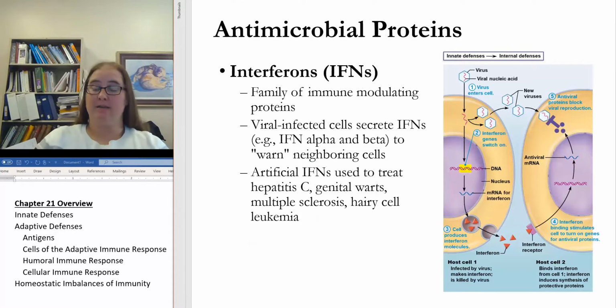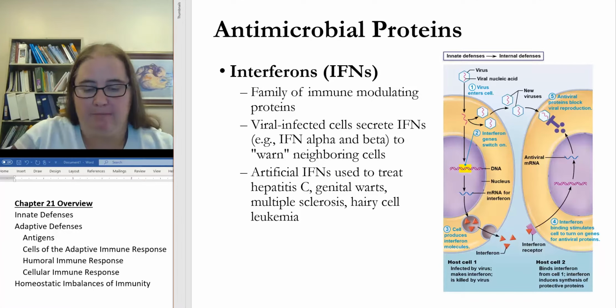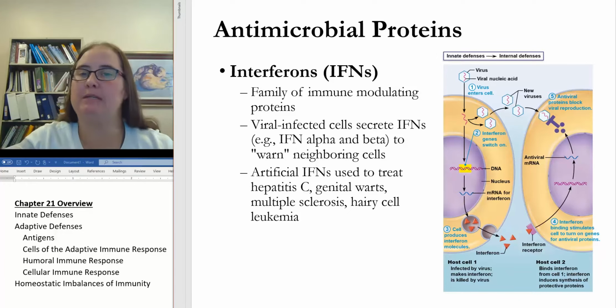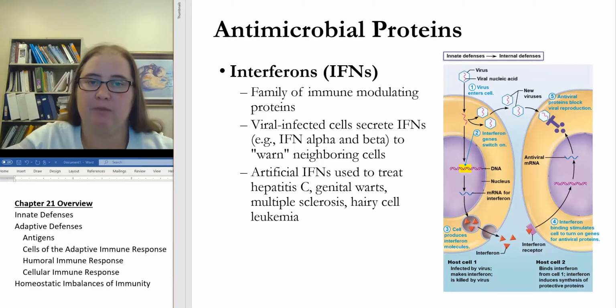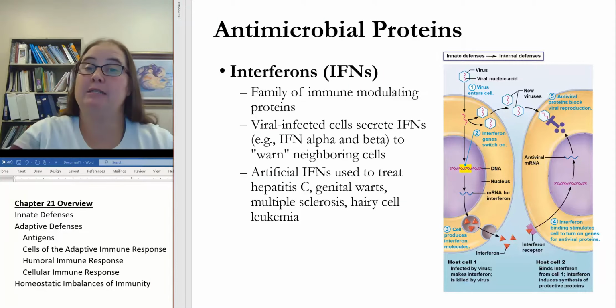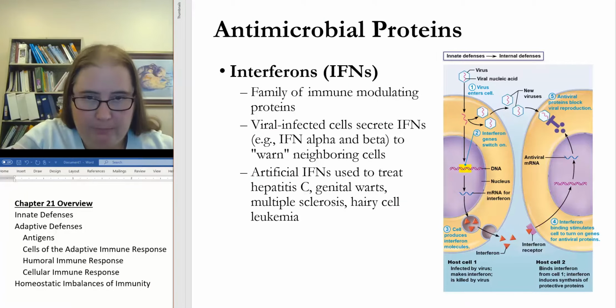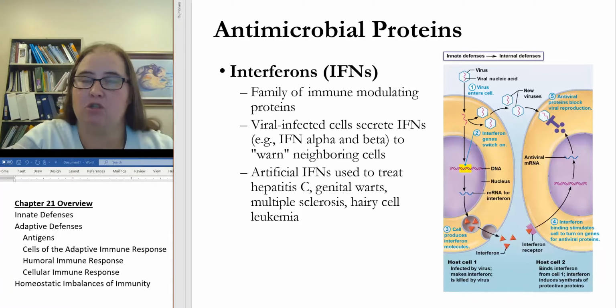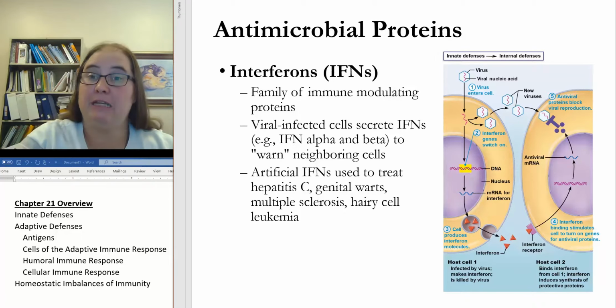The last kind of mechanism we have in our second line of defense are our antimicrobial proteins. And we have two types of antimicrobial proteins I'm going to talk about. One are interferons, the other is complement. So when we talk about interferons, these are an umbrella term used for a large family of proteins that exist within our cells. Interferons, often referred to as IFNs, typically work in response to viruses. So like the natural killer cell, these interferons are going to work in conjunction with the natural killer cells.